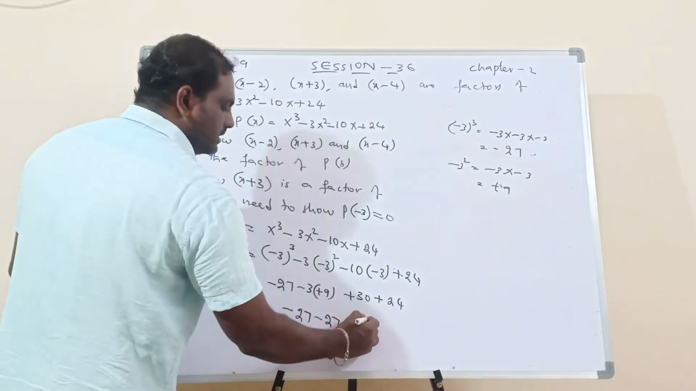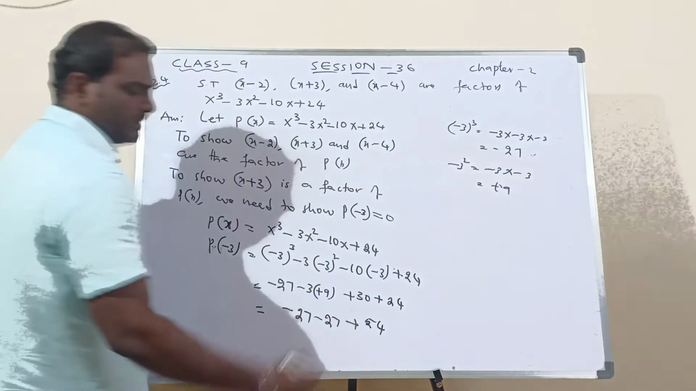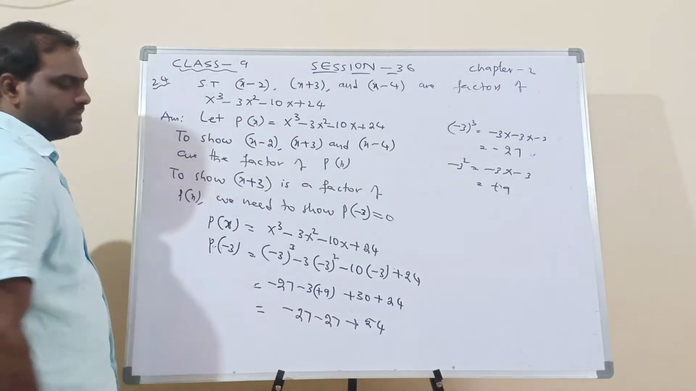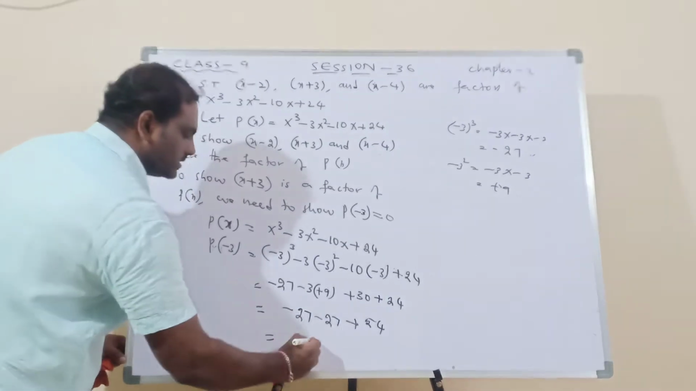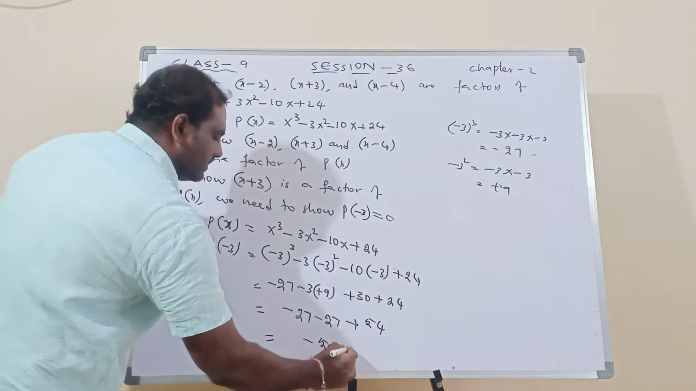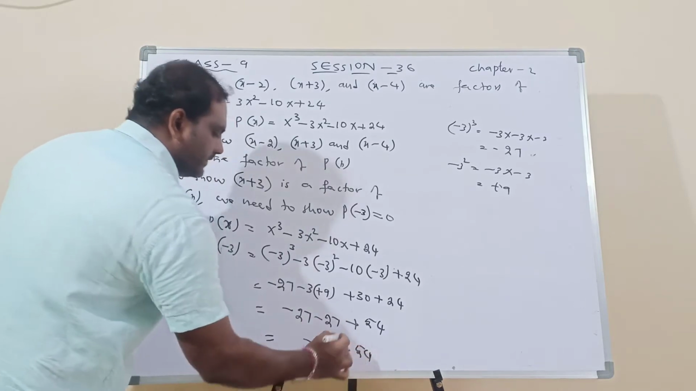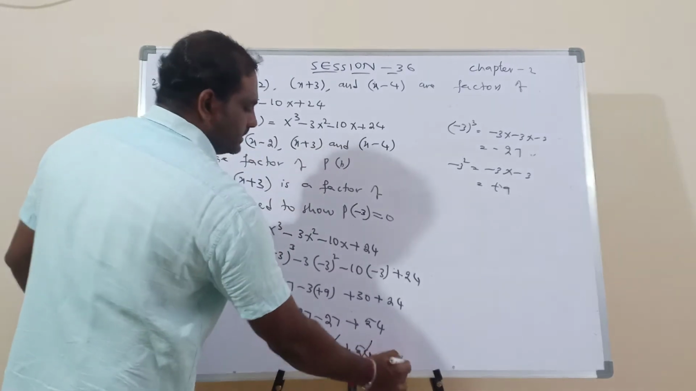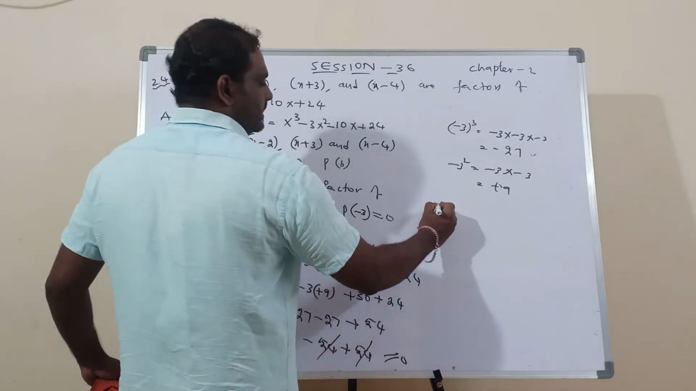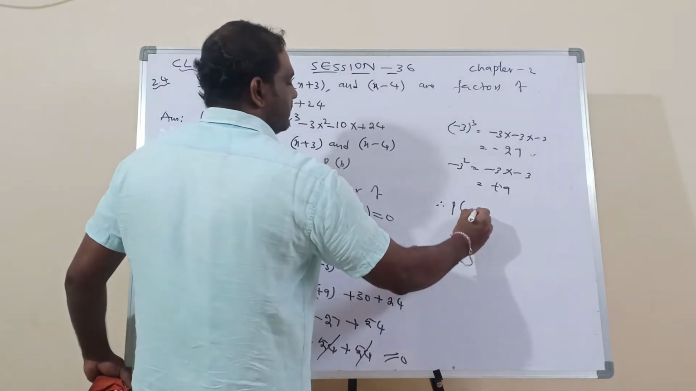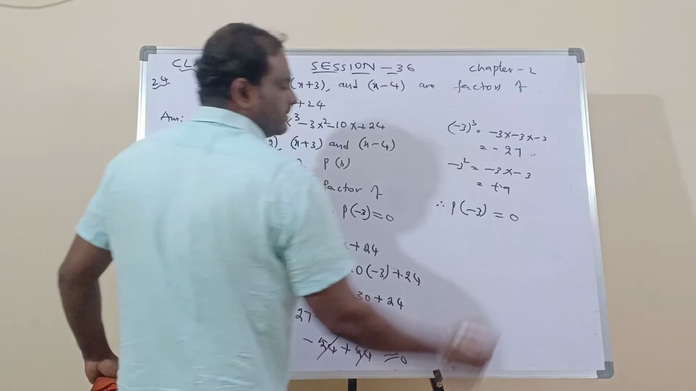How much is it? Plus 54. What is minus 27 minus 27? You know this. It is also minus 54. Plus 54, so minus 54 plus 54 cancel. It is 0. So therefore what should we write? Therefore p of minus 3 is equal to 0.